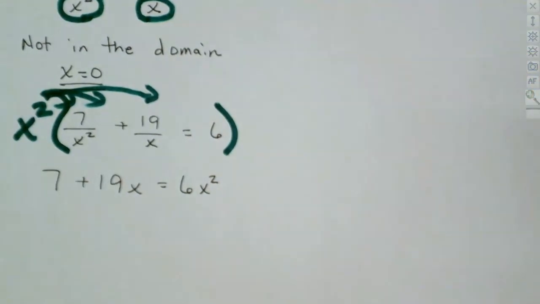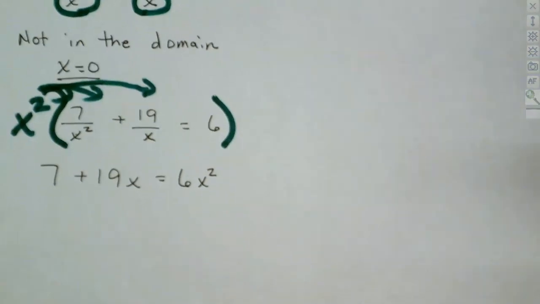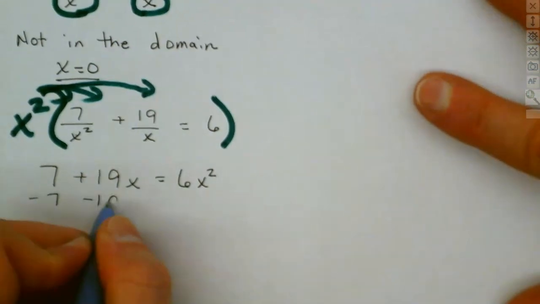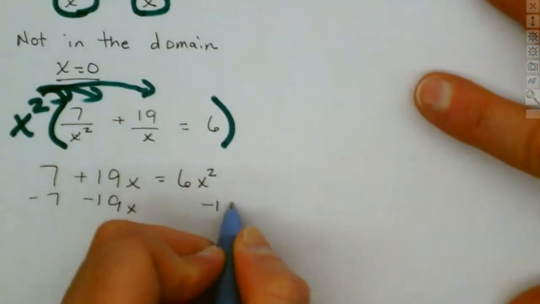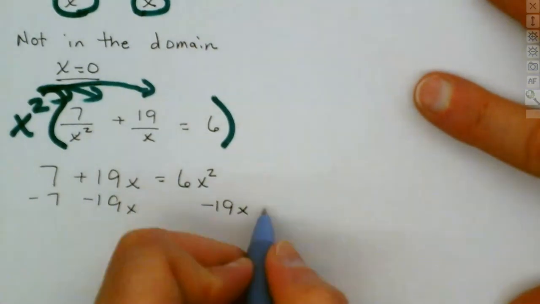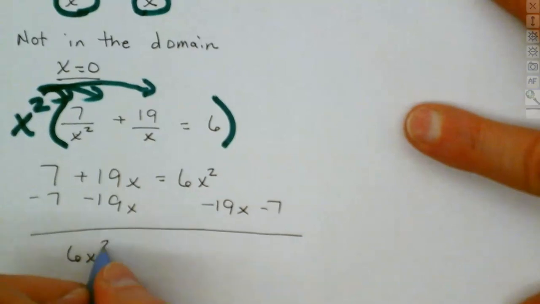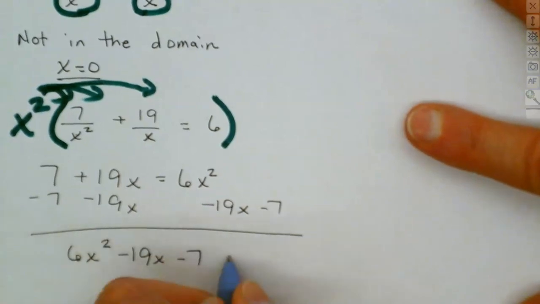Now we should know what to do. So what are we going to have to do? Where would I begin? What would I do? If I want to start solving this equation right here, what would I need to do? Set it to 0. That's what we're going to do first. So set this to 0. And now we've got 6x squared minus 19x minus 7 equals 0.